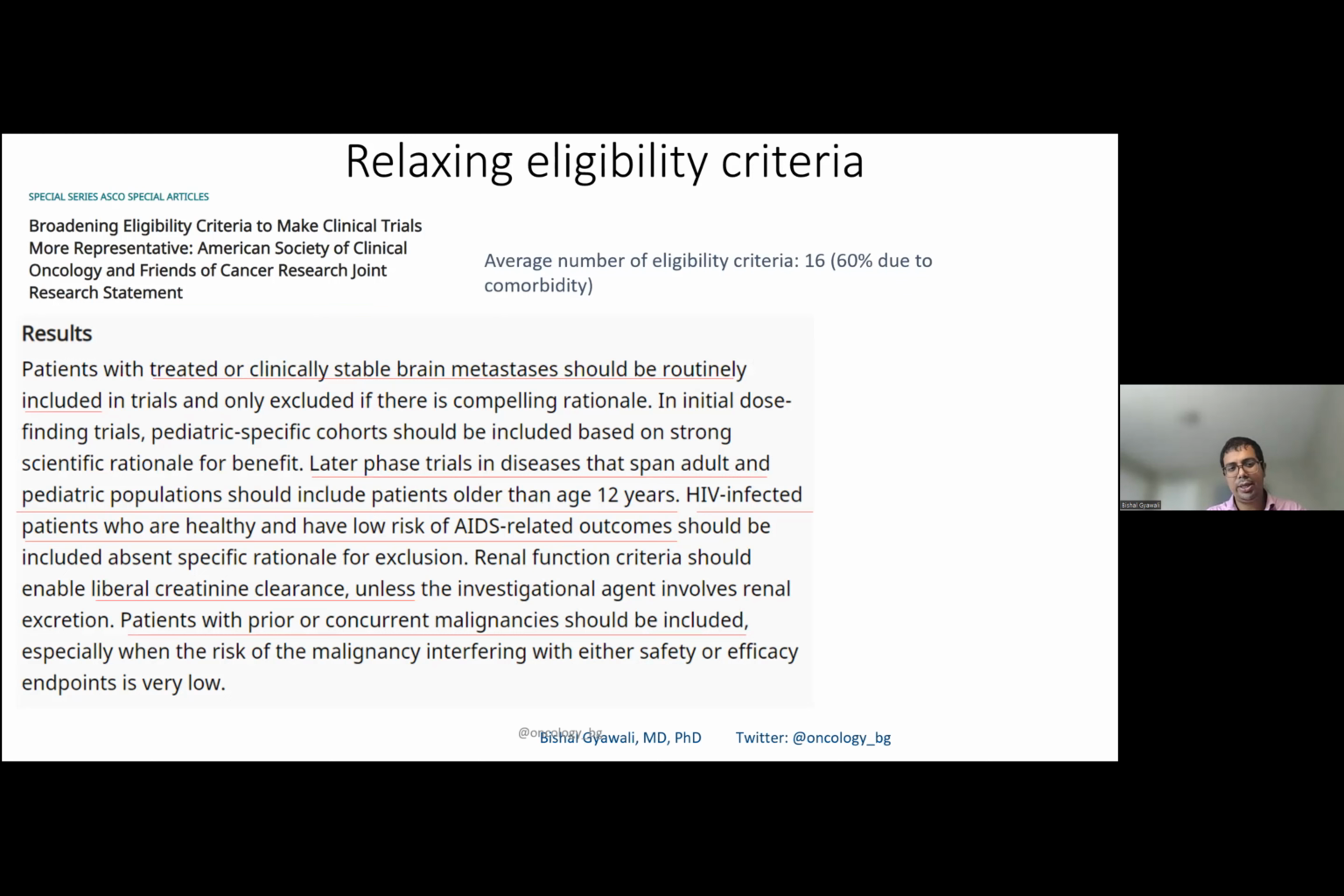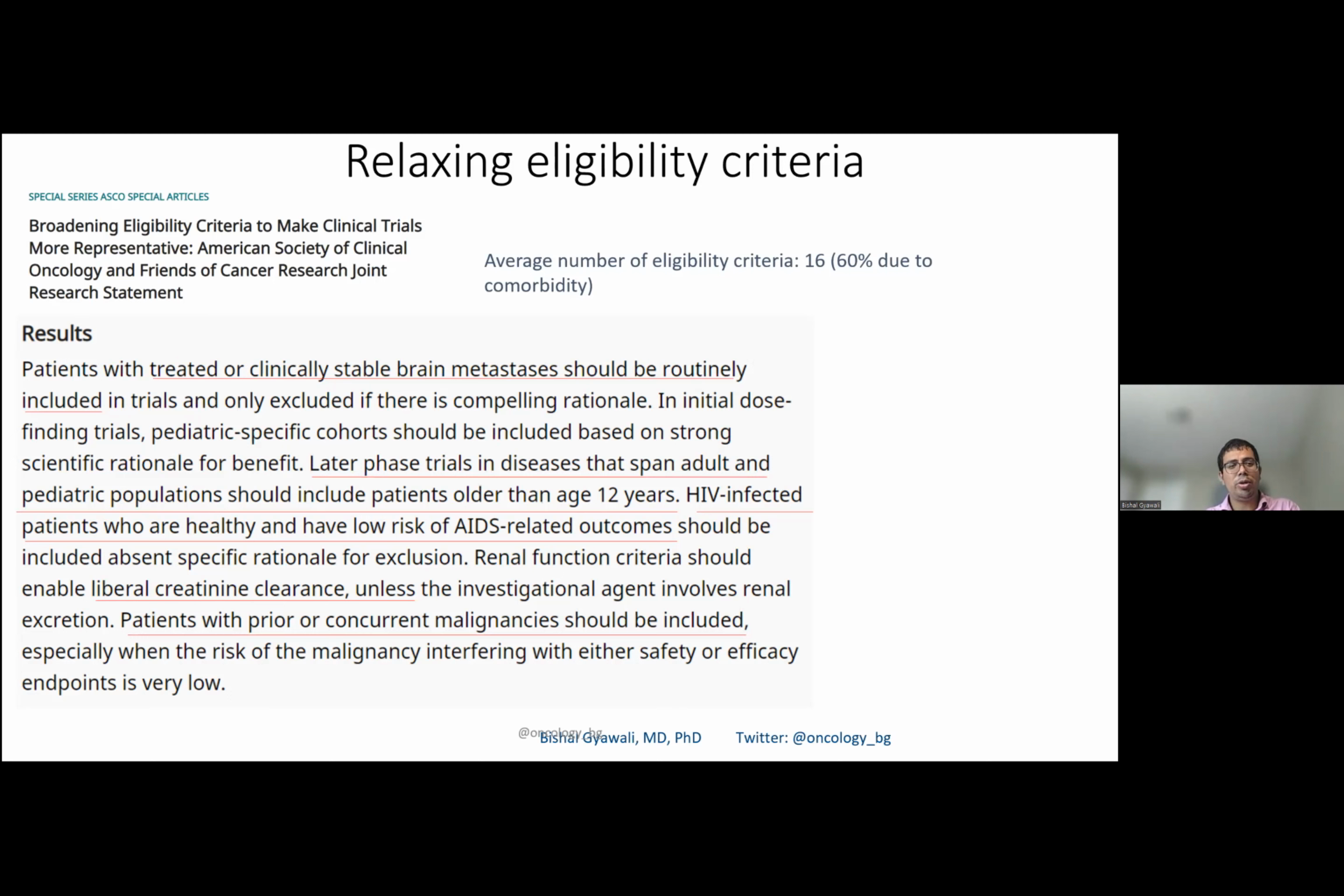They should be included. And then about the renal function criteria, I would have argued for hemoglobin, other blood parameters, and liver function tests as well, but they talk specifically about the creatinine clearance here. Unless the newer drug is getting excreted by the kidneys, we should not exclude these patients regularly. So this is a step in the positive direction. There is no reason to exclude patients like these from clinical trials, because these are the patients that we see every day in the clinics. These are the representative patients.